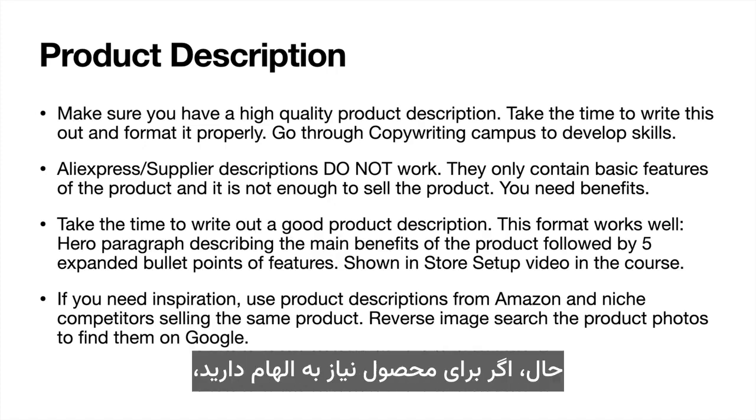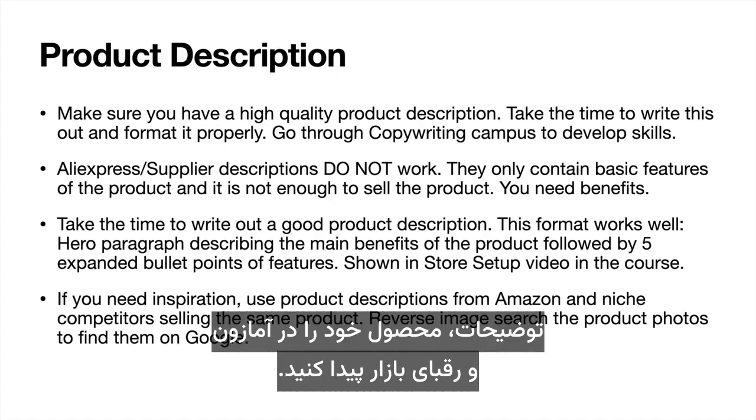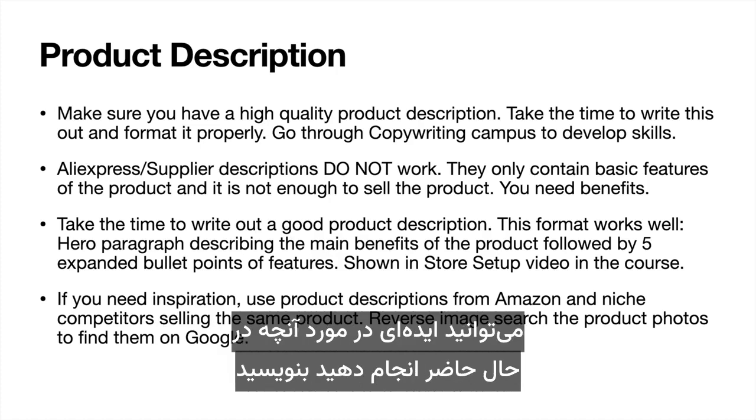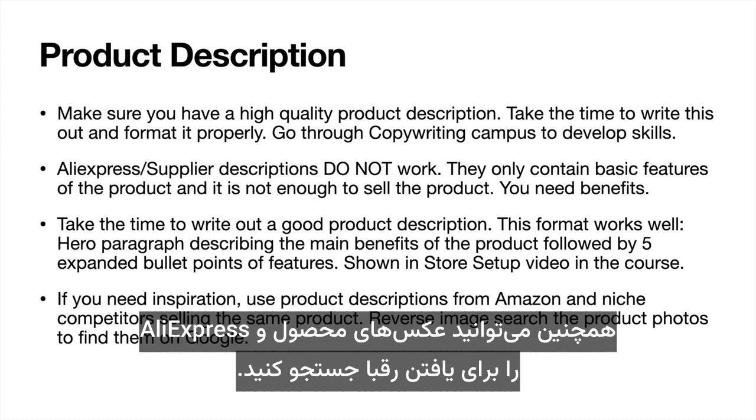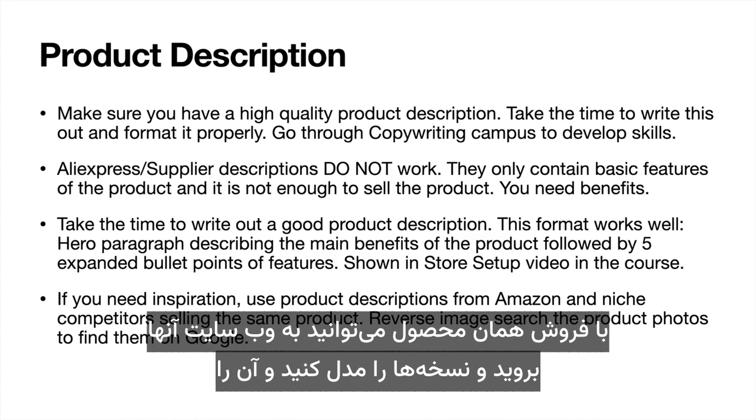Now, if you need inspiration for product descriptions, find your product on Amazon and niche competitors so you can get an idea of what to write. Now, you can also reverse image search the product photos on AliExpress to find competitors selling the same product. You can then go to their website and model their product descriptions and improve it.